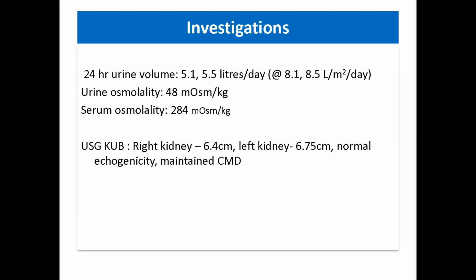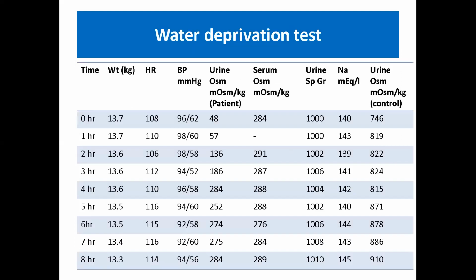Now, with a low urine osmolality at a normal serum osmolality and normal electrolytes, we went ahead with a water deprivation test. This is how it was conducted. This is the time frame, the weight of the patient, the vitals, the urine osmolality, and the serum osmolality. We had also taken one control, just to be sure of the lab values. Generally, it is one of the parents. We started where vitals were stable, serum osmolality was normal, and serum sodium was normal. This is one of the prerequisites of a water deprivation test.